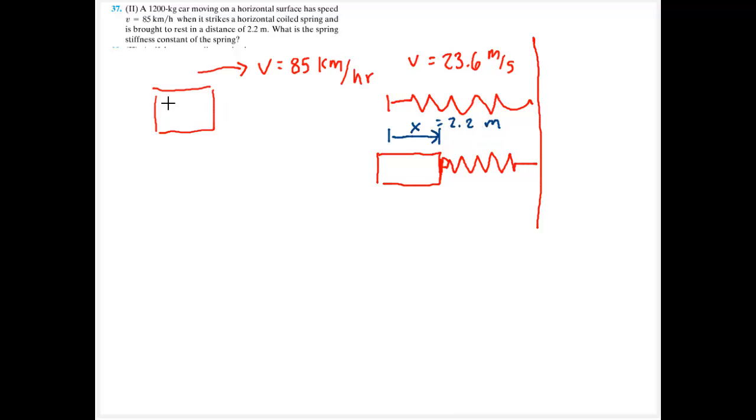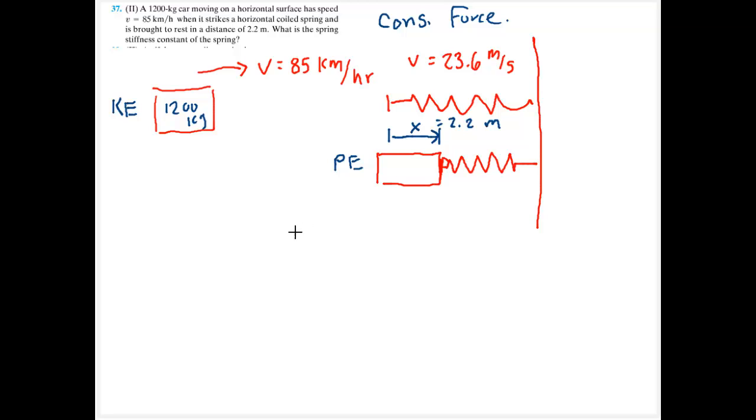And I also know that the car has a mass of 1,200 kilograms. Now, if you see something like this, what immediately jumps out to you is this should be a conservation of energy problem, and I have two conservative forces. I have my kinetic energy and I have my potential energy, so I can say that the energy of my car when it's moving is going to be all kinetic energy. Here it is all potential energy.